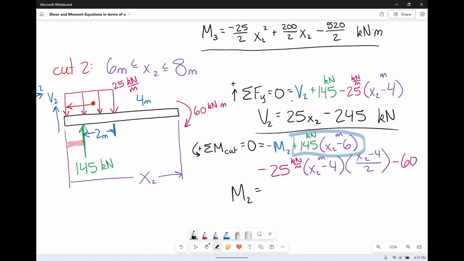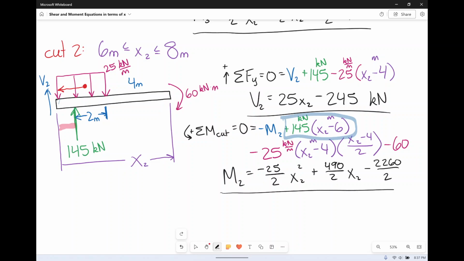And what we finish off with is minus 25 divided by 2, x2 squared, plus 490 divided by 2, x2, minus 2,260 divided by 2. And again, if you're wondering why I have everything divided by 2, you do the math. I pulled that to the front over here and then did all that glorious stuff. So you can solve for it. You'll get the same exact thing as me. So there you go. It's not beautiful, let me tell you.